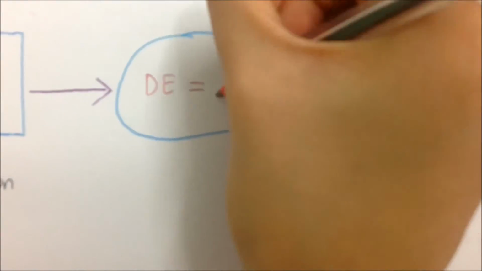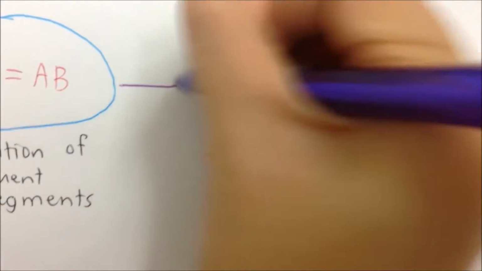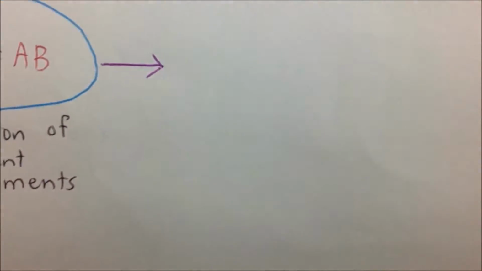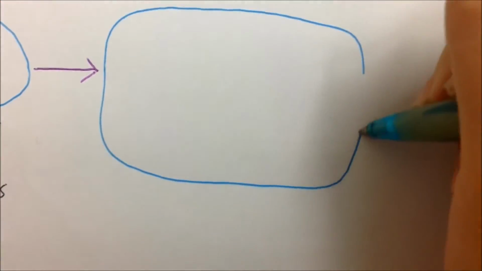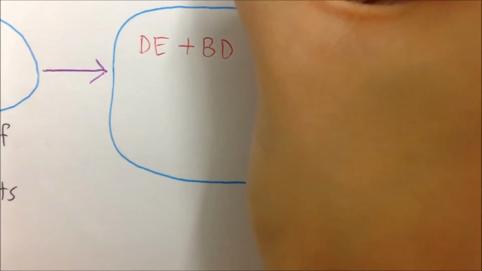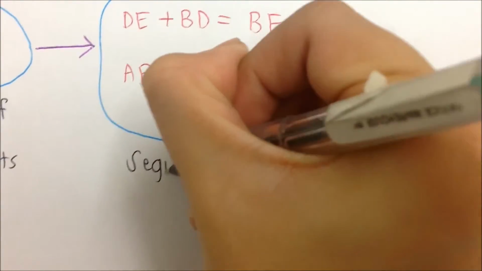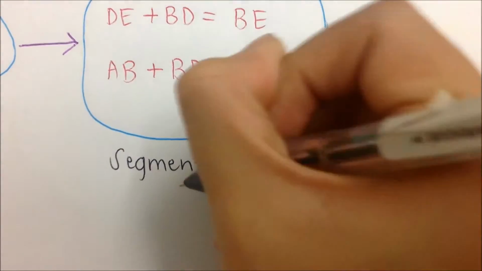Okay, so for our first proof, we'll be getting segment DE is equal to AB, and our reason will be the definition of congruent segments. So feel free to take notes, and just in case you need to take a look back, you can pause and go back to our previous scenes. Okay, so this is going to be a bit long, so stay with me. So we're going to take DE plus BD is going to be equal to BE, and AB plus BD is going to be equal to AD, and our reason for this will be the segment addition postulate.